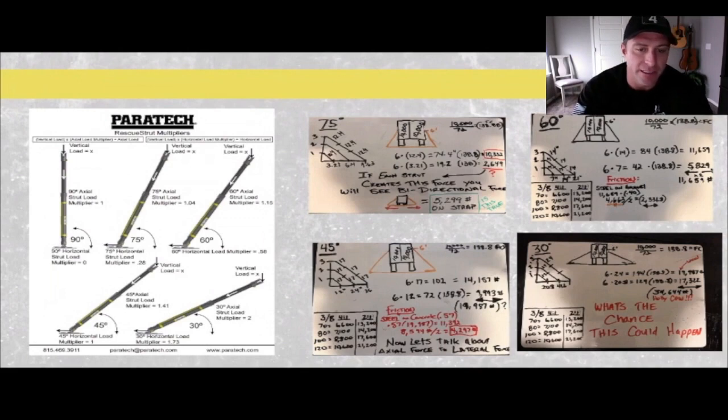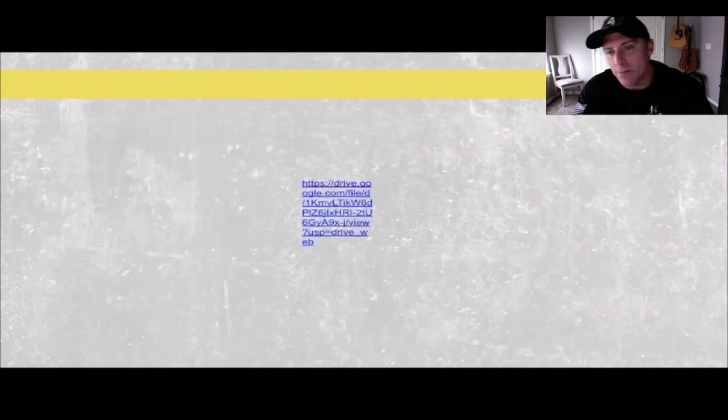In the 45 degree mark, I need a 1.41 multiplier. Well, I have a 10,000 pound load that has a 14,157 pound capacity. So that multiplier from the mathematics is the same. And then the lateral force is one times the load at 45 degrees. And for 30, I have two times the load on the strut, which you see at 19,987 pounds. And I have 1.73 times the load laterally. Right there, I have 17,322 pounds, and I have that multiplier in there. That is all true.